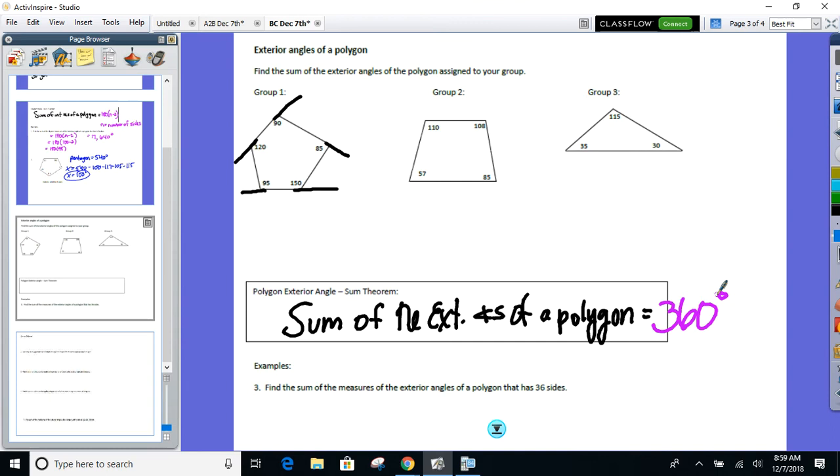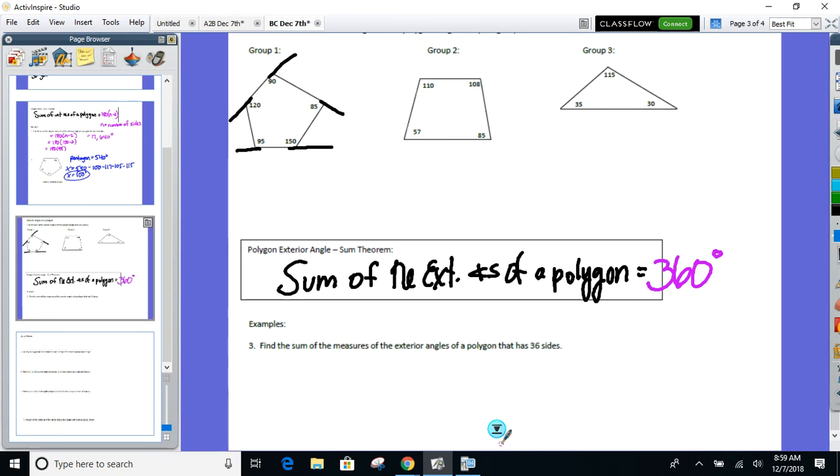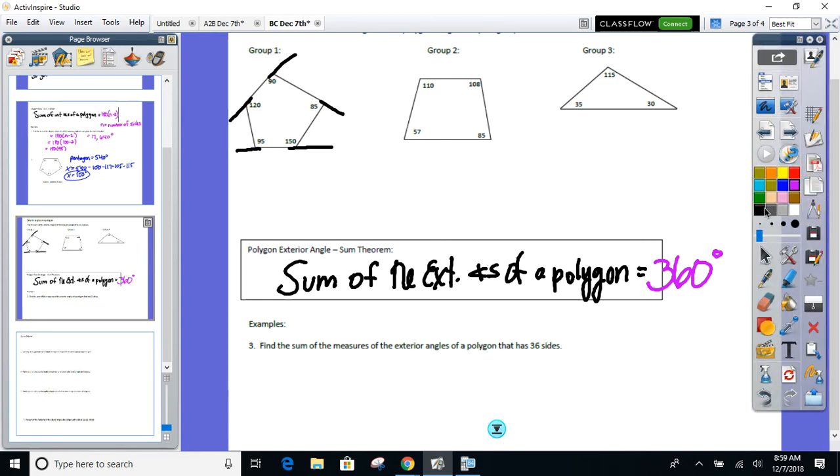All right, ready to get grinding here now. On the bottom, find the sum of the measures of the exterior angles of a polygon that has 36 sides. Guys, I don't care if I put 50 or 200 here. If you're telling me to find the sum of the exterior angles, it's always the same response, 360 degrees.